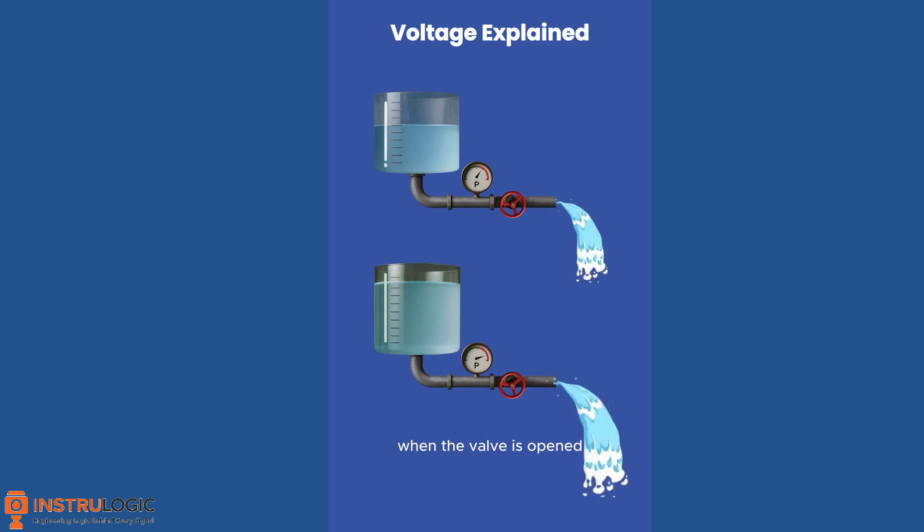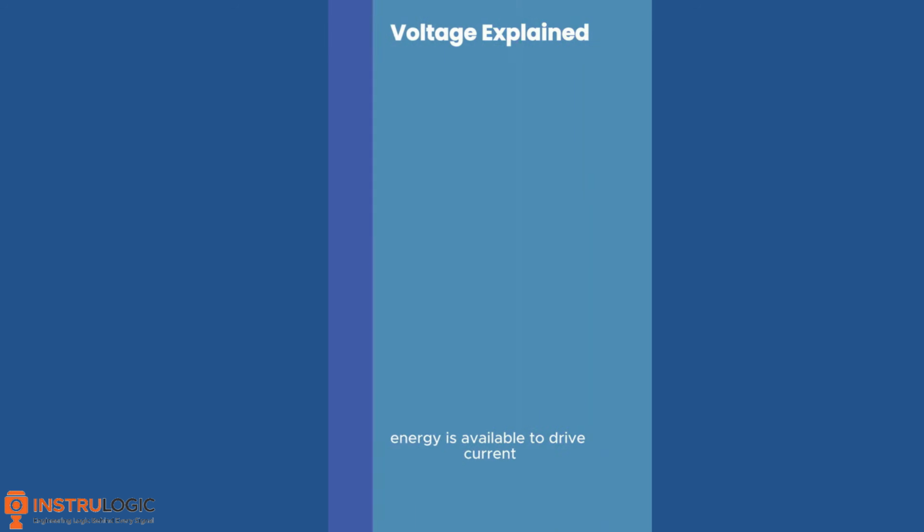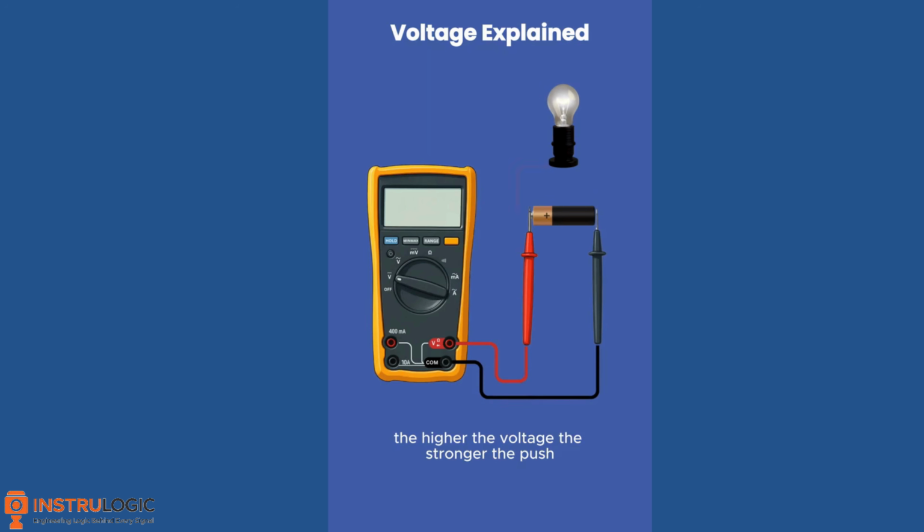When the valve is opened, that static pressure turns into moving water. In the same way, when an electrical circuit is closed, the voltage pushes electrons to flow, creating an electric current. So, simply put, voltage is a measure of how much potential energy is available to drive current. The higher the voltage, the stronger the push, and the more electrical work can be done within the circuit.